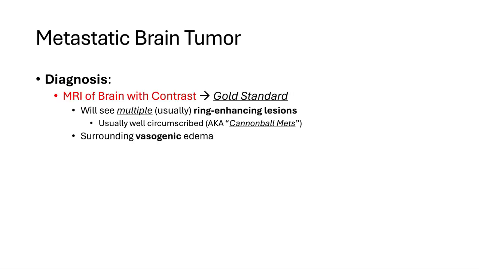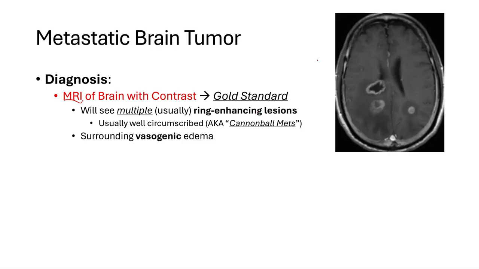The hallmark diagnosis is going to be with an MRI of the brain, and this is your gold standard. What you will classically see will be multiple ring-enhancing lesions. As we can see in this imaging here, we have multiple lesions on both the right and the left side of the brain, and they look like they're ring-enhancing, meaning that they have a ring around them, and they are typically well circumscribed, aka known as cannonball mets, which can be seen here on this image, as we have a very, very round circle, which is well circumscribed, almost looks like a cannonball.